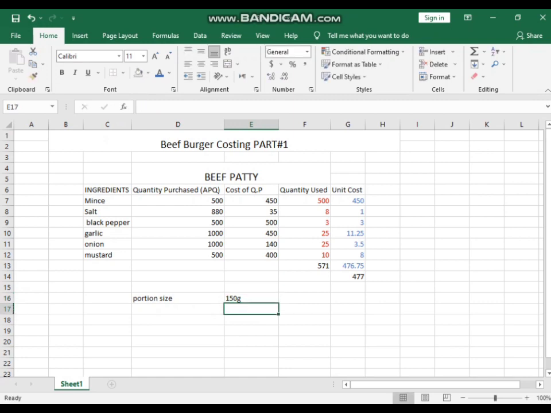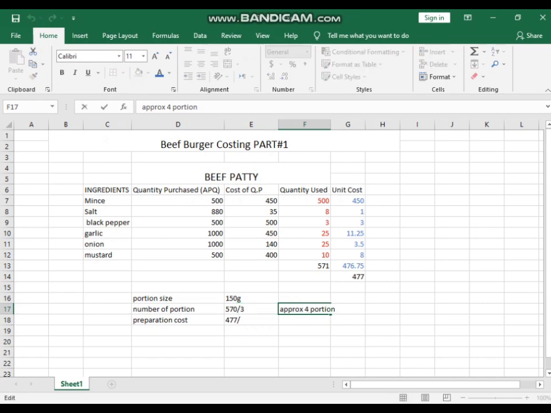After calculating the unit cost, we will calculate the preparation cost per portion. If you don't know, I will tell you that an ordinary person's meal at one time is 400 to 450 grams. So ideally we will use 150 grams of beef patty, so that the whole meal of a beef burger combines to 400 to 450 grams, which is what an ideal restaurant serves to its customer. So we know that our portion size is 150 grams and the total weight of our beef patty mixture is 570 grams.